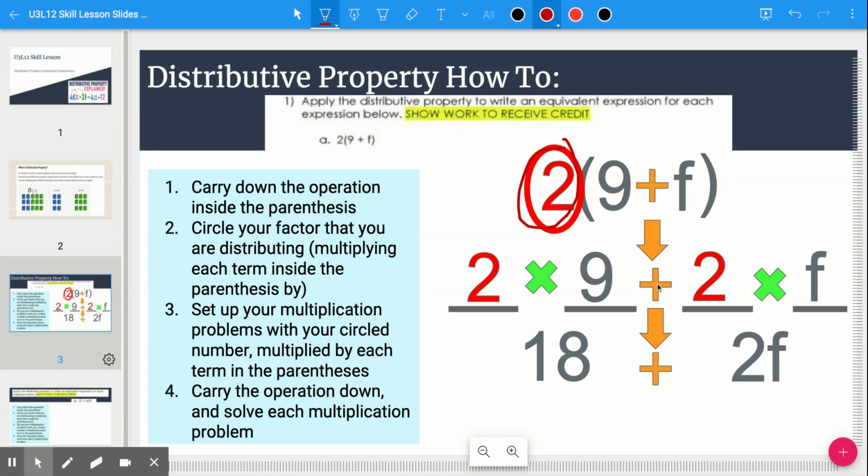Then I need to carry the same operation down still, because if I'm following order of operations, I'm doing the multiplication first and not the addition. And then I'm going to solve each multiplication problem. So 2 times 9 is 18. 2 times f is 2f.